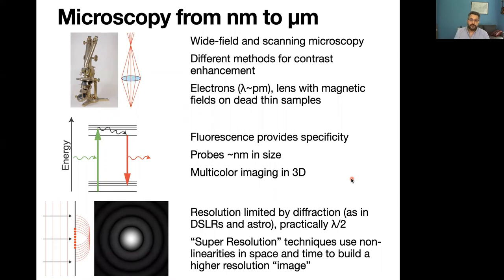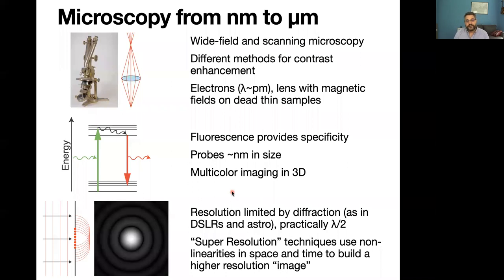This is true in microscopy. This is true in SLR conventional cameras. You may know if you go to very high f-stop, your image quality degrades, and that's because of diffraction. This is true in astronomy when you're talking about imaging the stars as well.